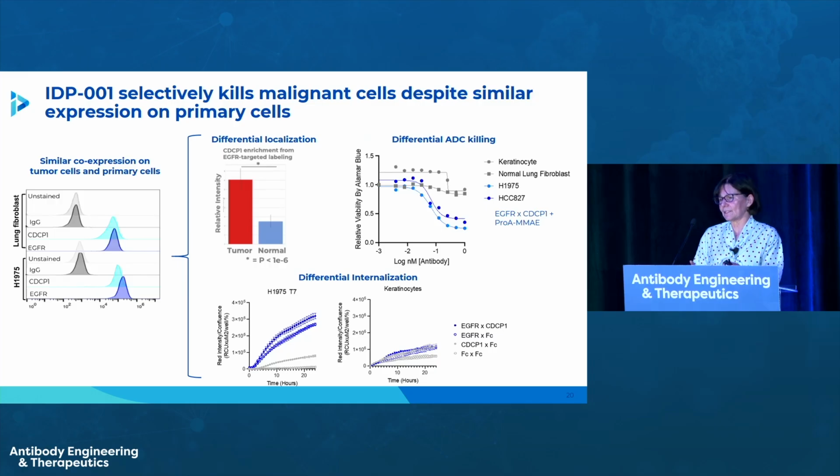So we think what this is telling us is that the spatial proximity, or the inherent proximity, of EGFR and CDCP1 is probably quite different on primary cells, or at least on these keratinocytes that we've looked at, compared to the tumor cells. And this will also help to drive a broader therapeutic window with this bispecific over more conventional EGFR antibody therapies.